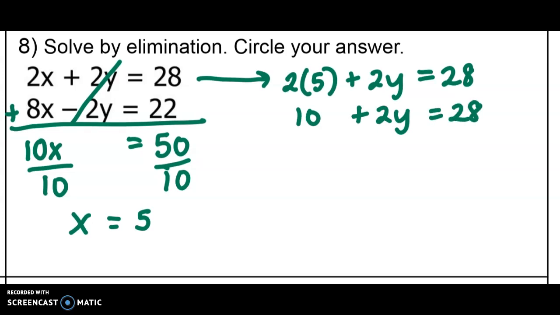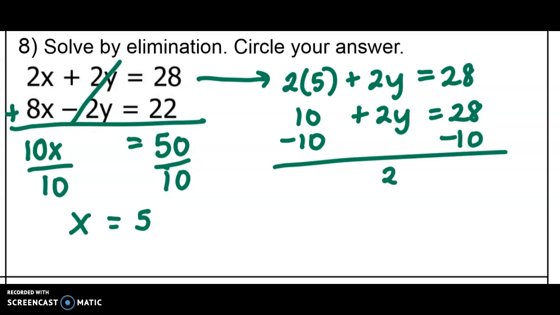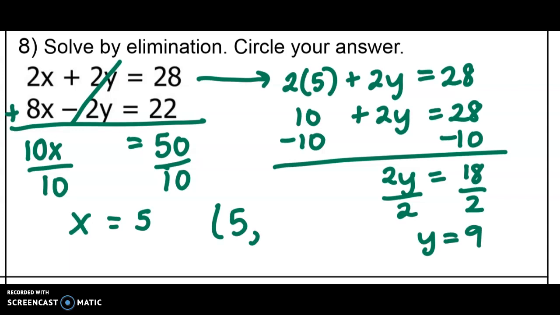I need to move some things away. So let's move the constant first. So we'll subtract 10 from both sides. We're left with 2y equals 28 minus 10 is going to be 18. And then divide both sides by 2 so that y is by itself, and we get 9. So the x value was 5. And the y value was 9.